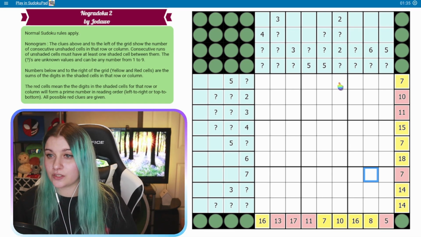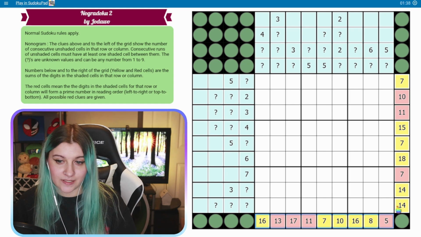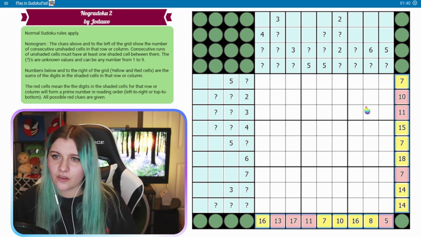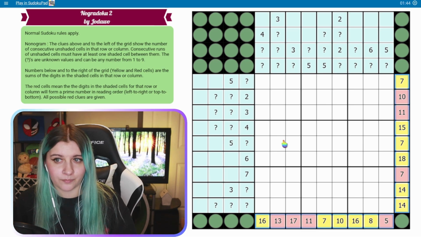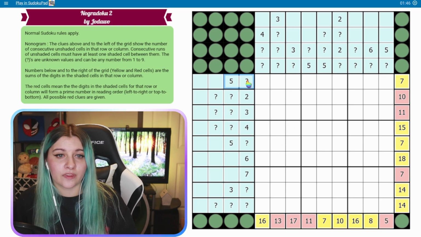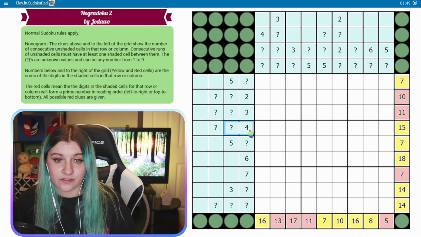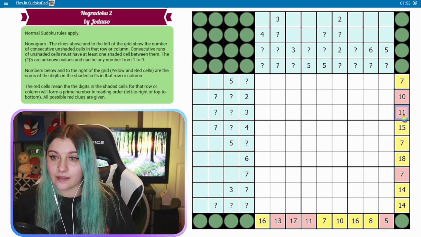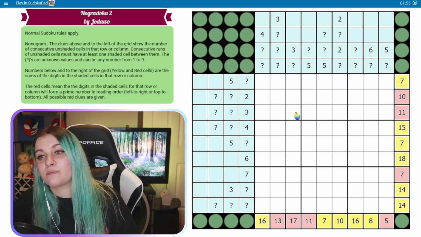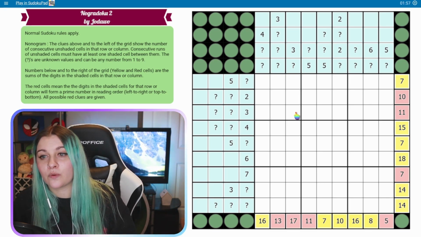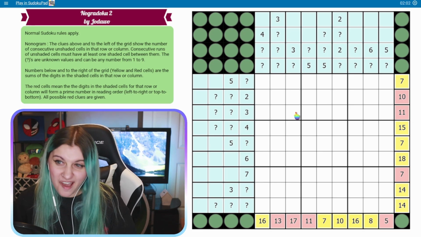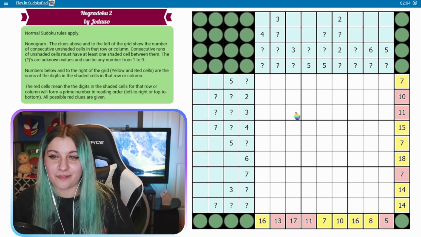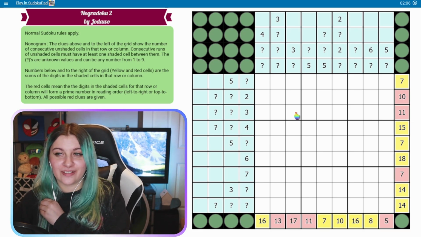Numbers below and to the right of the grid, the yellow and red cells, are the sums of the digits in the shaded cells in that row or column. Okay, so these are the unshaded cells, but then whatever numbers go in the shaded ones, that's these sums, okay? The red cells mean the digits in the shaded cells for that row or column will form a prime number in reading order. Left to right or top to bottom. All possible red clues are given.